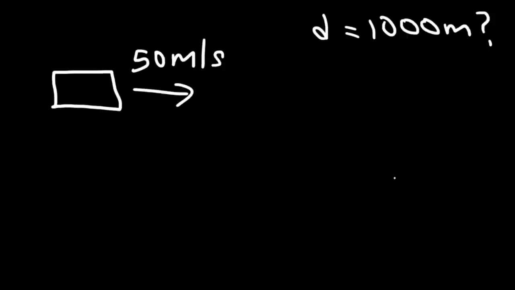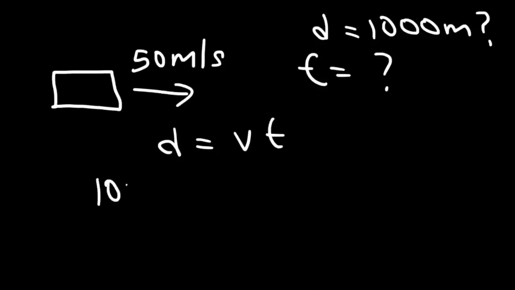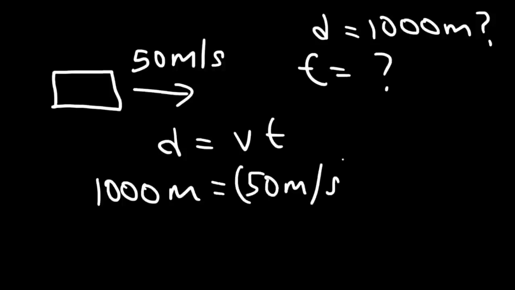So here's a question for you. Let's say you have an object that is moving at a speed of 50 meters per second. How long will it take for this object to travel a distance of 1,000 meters? So we're looking for the time, how long? We could use this formula, D is equal to VT. The distance is 1,000 meters, V is 50 meters per second, and we need to calculate the time. So we can divide both sides by 50.